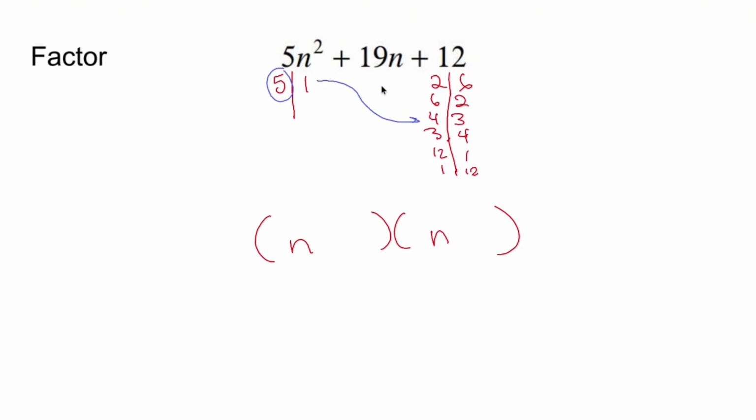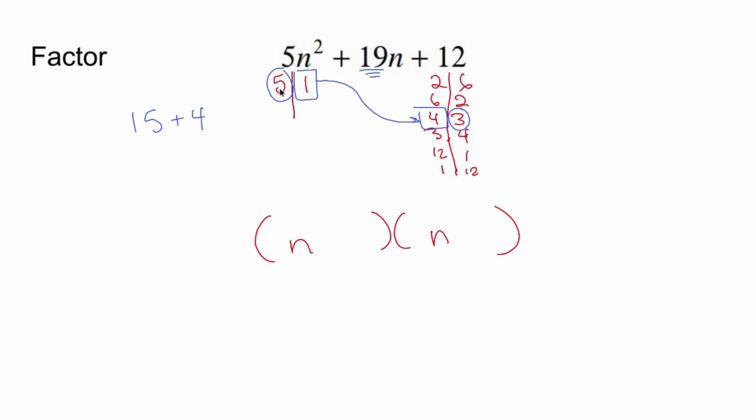So if I were to test this guy out, what I'm going to do is multiply the outside numbers. So 5 times 3 is 15. And multiply the inside numbers. 1 times 4 is 4. And those two numbers happen to add up to 19. So these are the combination of numbers that I want.